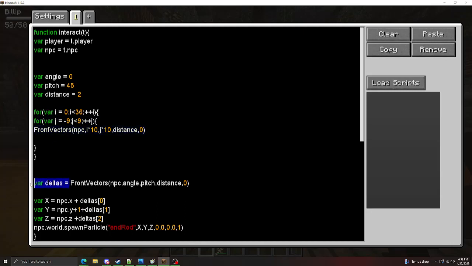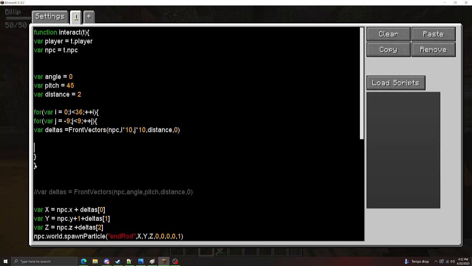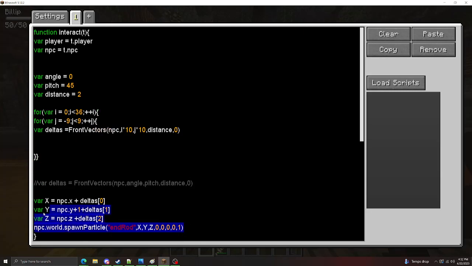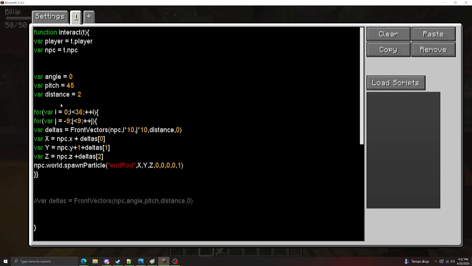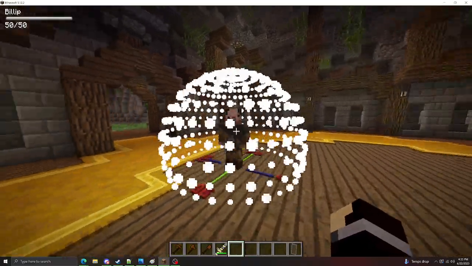Let's just initialize that to an array again. Let's move the spawns in here. We have a for loop set up that's going to cover all the points we need for a sphere. And then each of those points, or the deltas needed to reach those points, are going to be added to the NPC's coordinates to get the locations on the sphere. And there we go, we have a whole sphere.